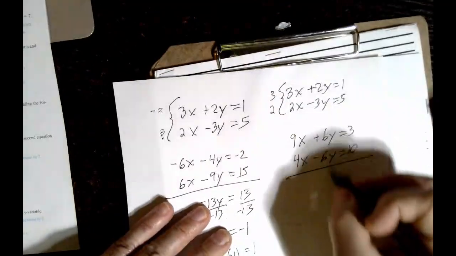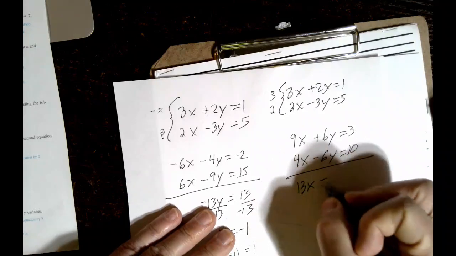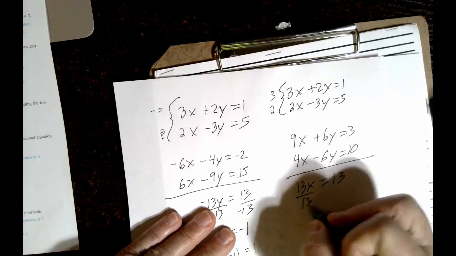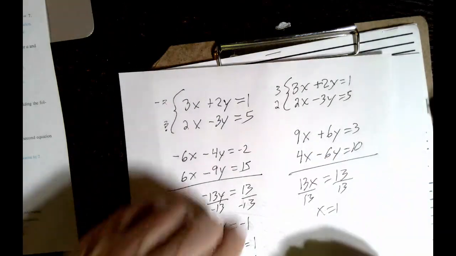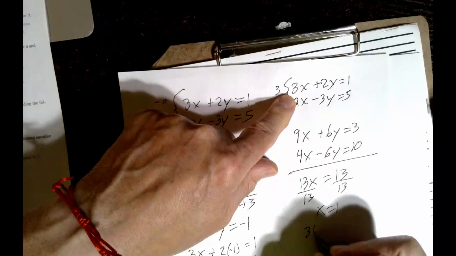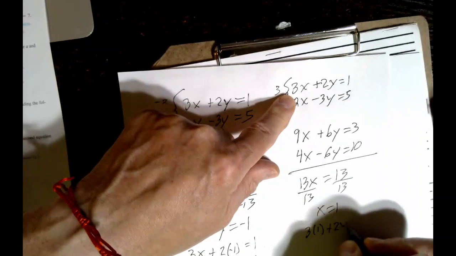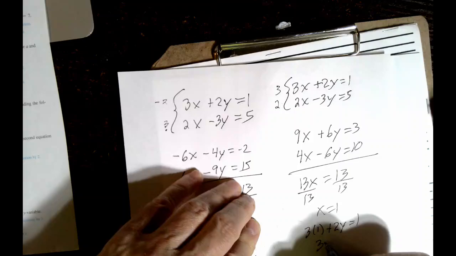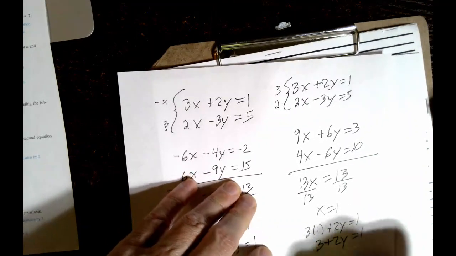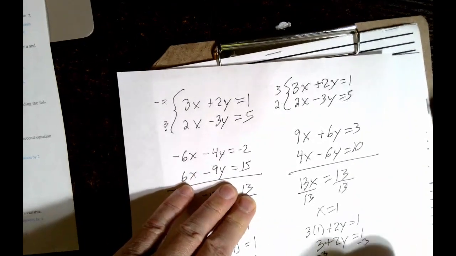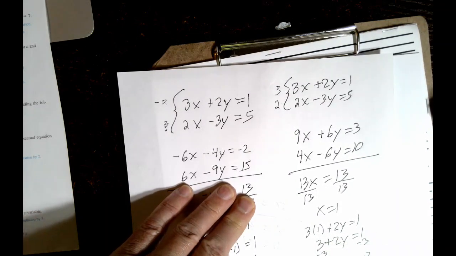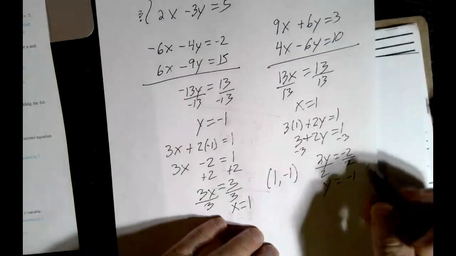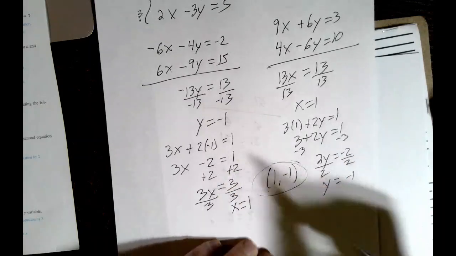And now when you add them, your y's go away, and you get 13x equals 13. Divide by 13, you get x equals 1. And you can plug it into either equation. So 3 times 1 plus 2y equals 1. Or 3 plus 2y equals 1. Subtract 3. 2y equals minus 2. Divide by 2. Y equals negative 1. And so you get 1, negative 1, just like we got with the first one.